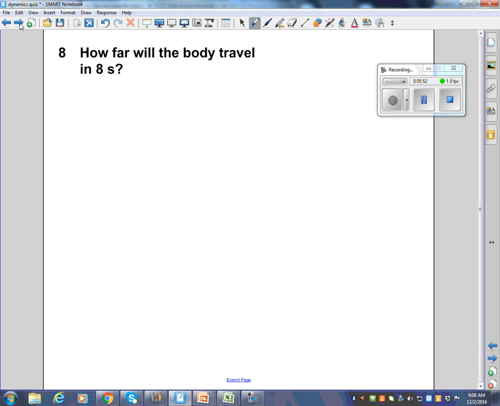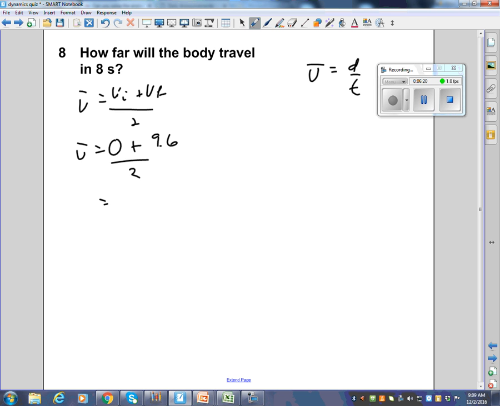Yeah? How far will it travel in 8 seconds? Well, the key with traveling is you need the? Distance. Well, yeah, you need the distance, but you need the average velocity because the formula is v bar equals d over t. But we don't have v bar yet. No. So we've got to find it. Initial was 0, final was 9.6, divided by 2, so that's 4.8. And now we go 4.8 is equal to d over 8. 4 times 8 is 32. 4/5 of 8, I don't think I can do it in my head. 32, what is it, like 36, 37? 38.4 meters, right?